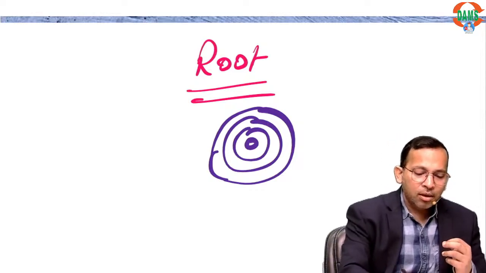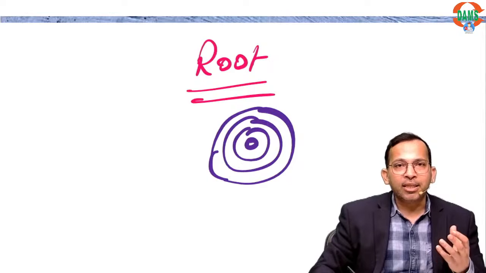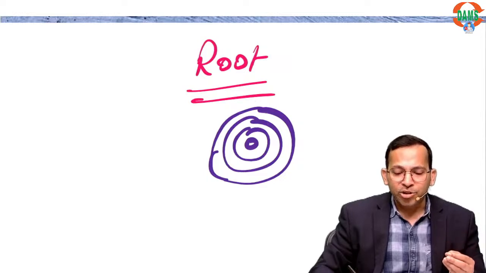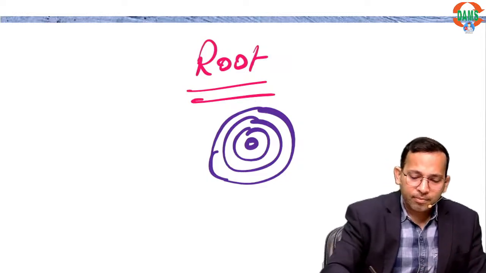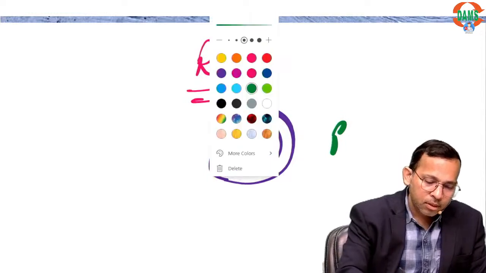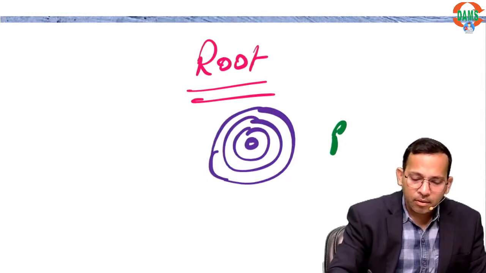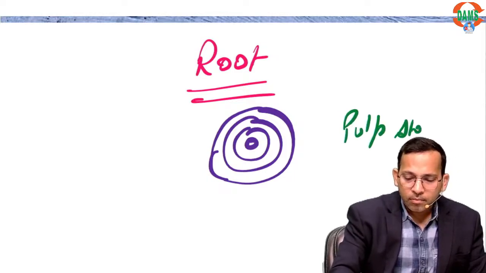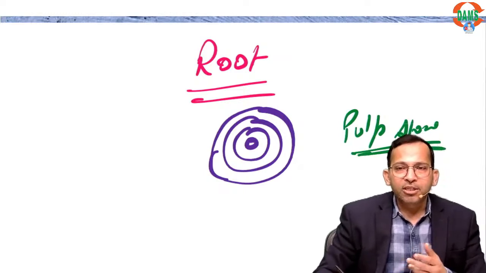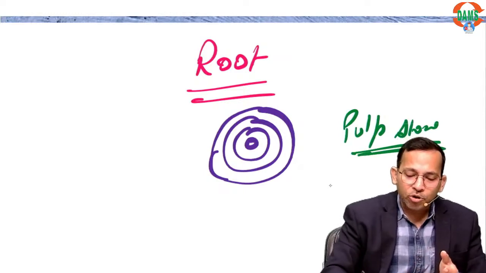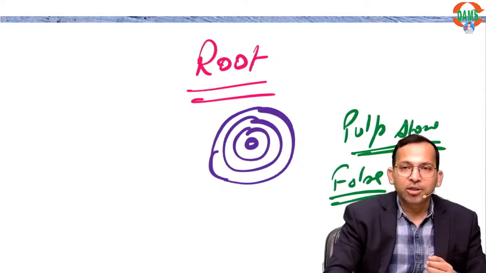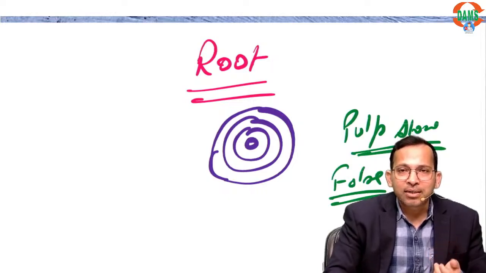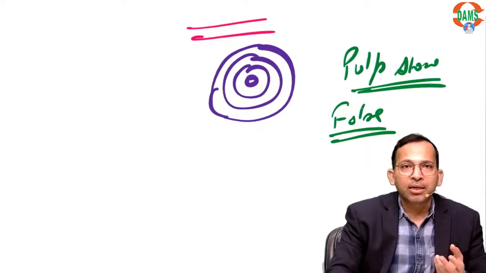So which structure in the pulp or in the root has this lamellated or layer by layer arrangement? Do you think it is a pulp stone? And if it is a pulp stone, which type of pulp stone is it? Is it false or is it a true pulp stone? And is it an attached, is it an embedded, or is it a free pulp stone? How do you classify it?